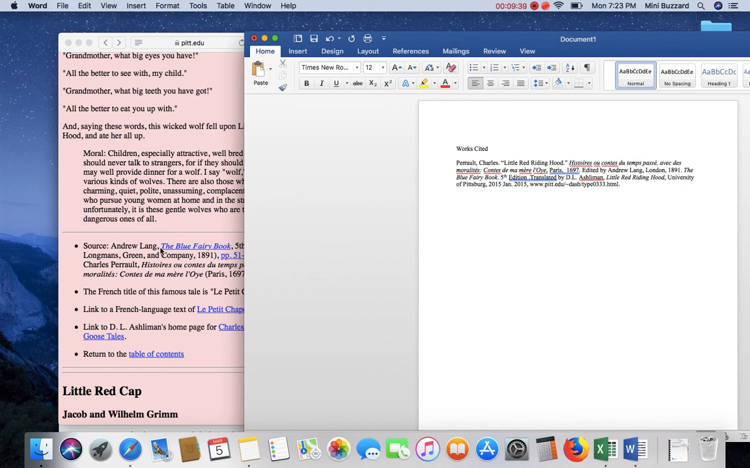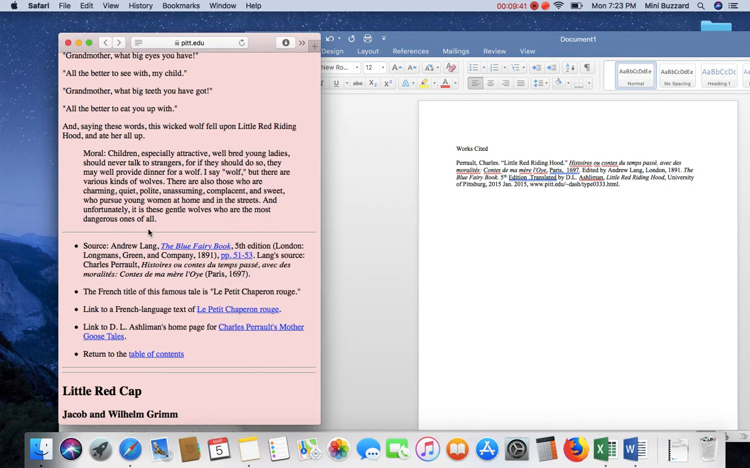So then the second part of this is the second container. And that is where Lang writes the Blue Fairy Book, or edits or compiles the Blue Fairy Book, in 1891 in London.